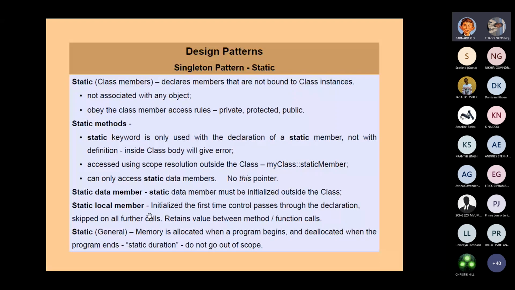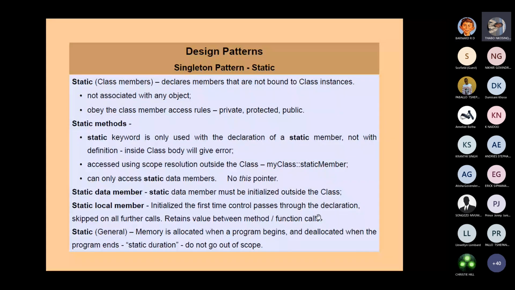It's initialized the first time control passes through the declaration. In other words, the first time the method it's declared in is called, and it's then skipped on all further calls to that method. But it retains its value between method and function calls. In other words, it's not destroyed when the method goes out of scope. It retains its value and it continues to exist. So it is very important to understand that behavior, because that's very much how the singleton pattern works.